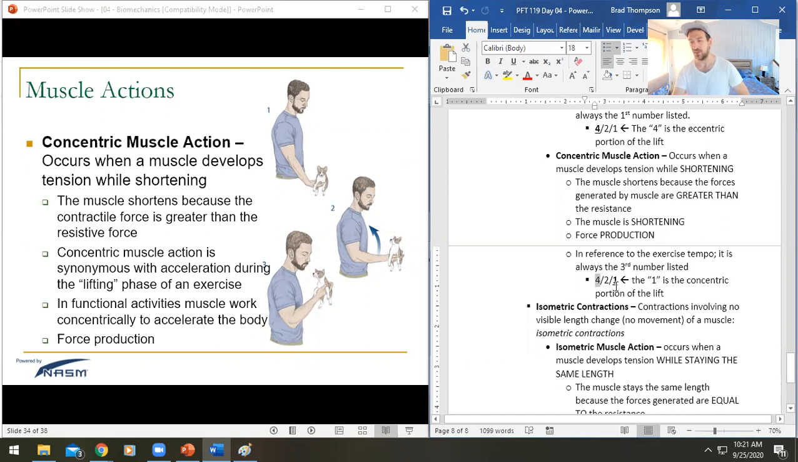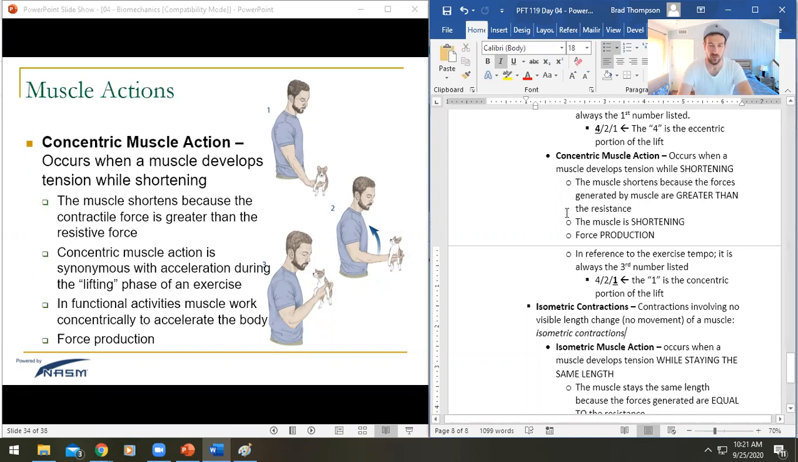So this was eccentric. This is concentric. So going back to that squat, right? I went down 1, 2, 3, 4. Maybe I held for 2, and I would come up for 1. 1, 2, 3, 4. 1, 2, 1. That's my 4-2-1 tempo.